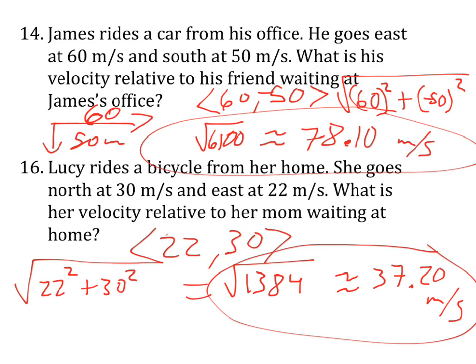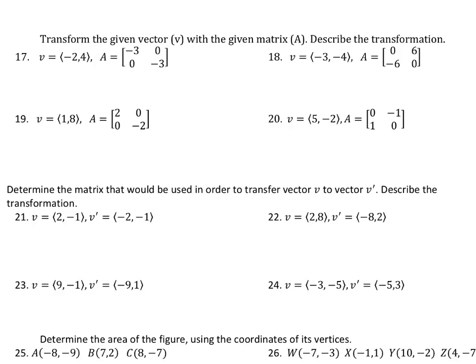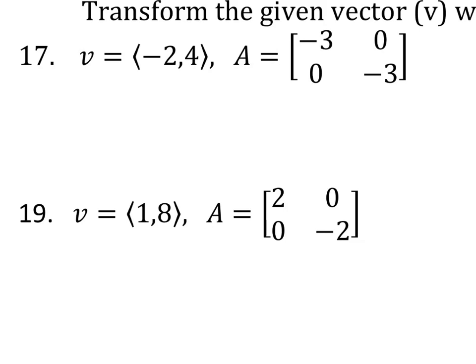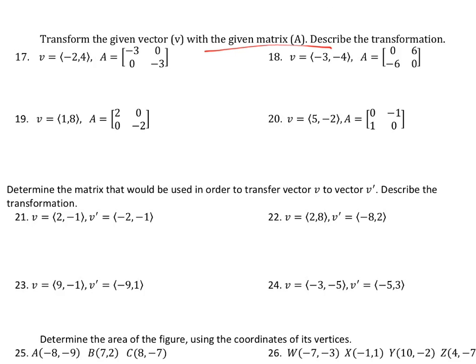Alright, so that was the end of the front side of the assignment. So this is continuing on with the solutions for the review for Mastery Quiz 12, which is all about vectors and doing things with vectors. On the back side, we've got a few things that we're doing, such as transforming the vector using a given matrix, and then describe the transformation, I'm guessing, in words.